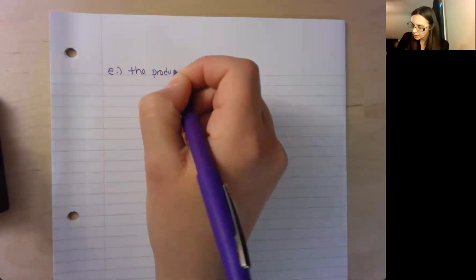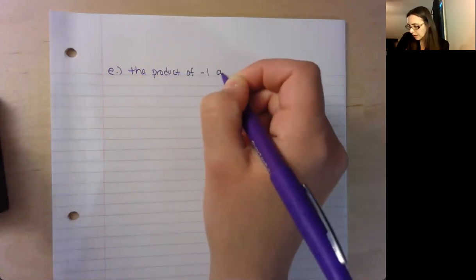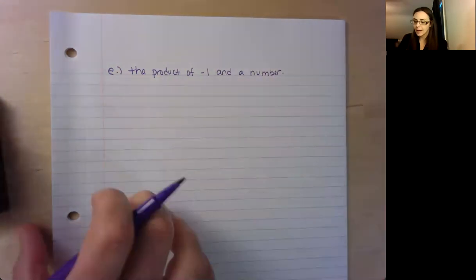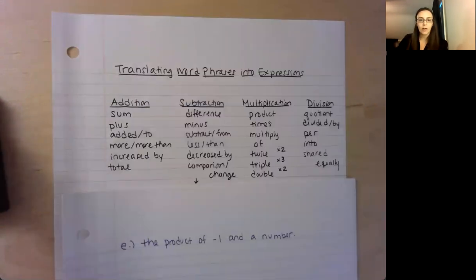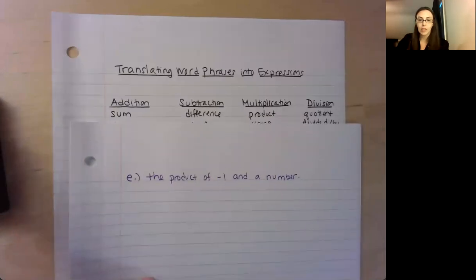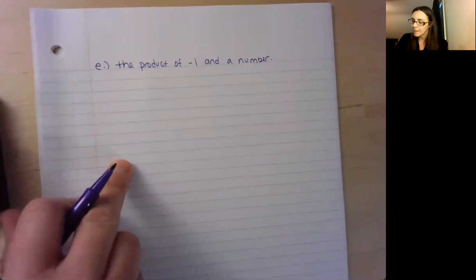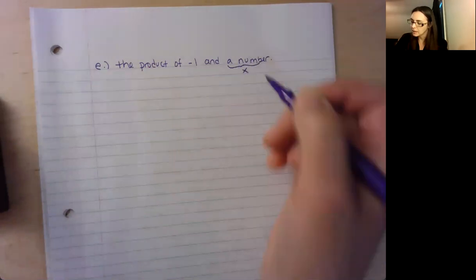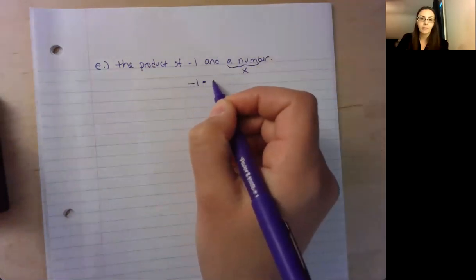So let's see, we left off with E. The product of -1 and a number. So if you want to take that key list back out, so I know I changed my page over here, but if you want to leave this out in front of you, that's a great thing you can do if you're having trouble. And you'll see that that keyword product refers to multiplication. So it's in our multiplication column. So I'm going to be multiplying here, and I'm multiplying -1 and a number. And again, a number we're just using as x. So I have -1 times x.